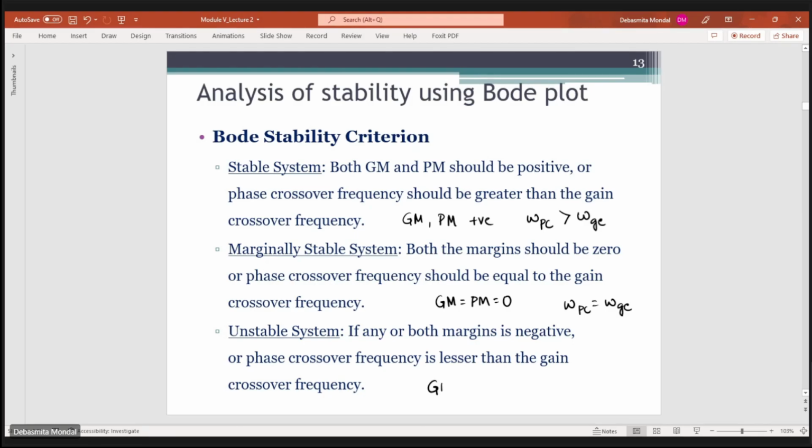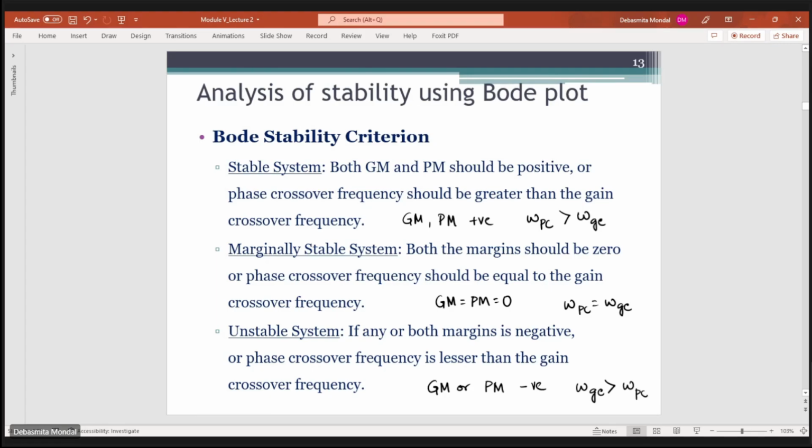Now if either one or both of GM and PM are negative, or the gain crossover frequency is greater than the phase crossover frequency, then we say that the system is unstable.